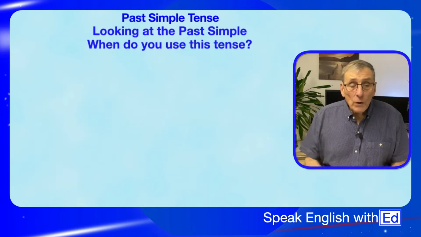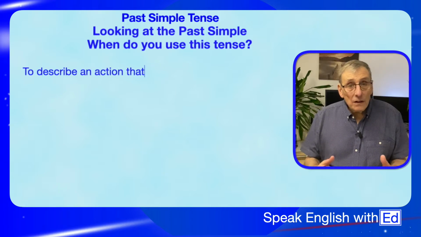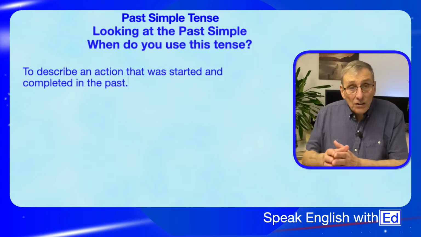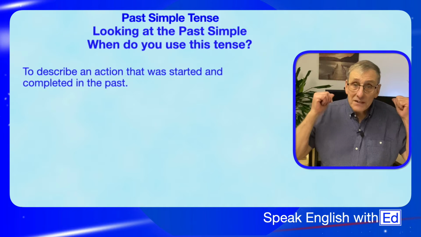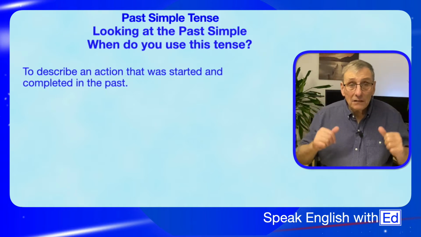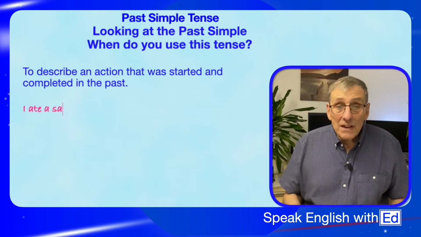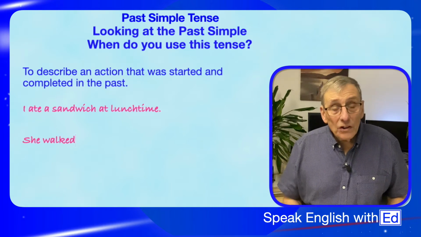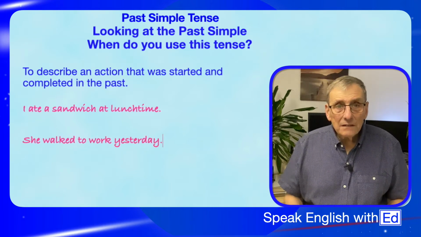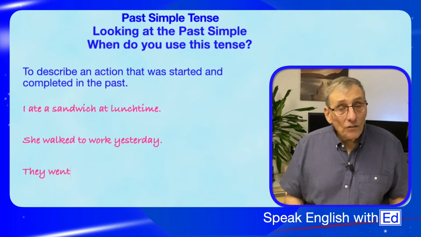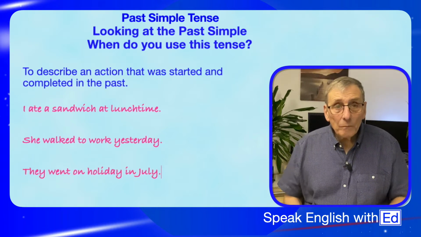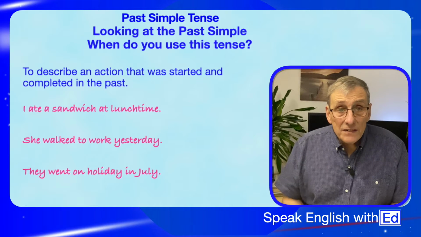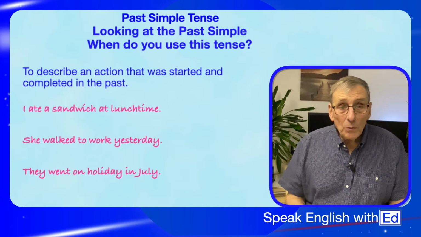You use it when you want to describe an action that was started and completed in the past. It's already done. I ate a sandwich at lunchtime. She walked to work yesterday. They went on holiday in July. These are all sentences in the past simple tense.